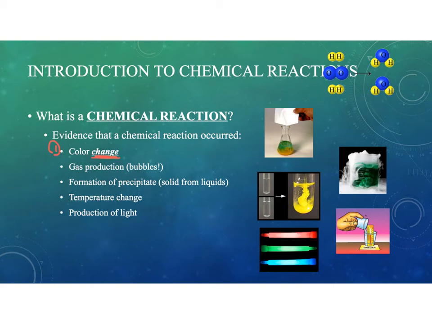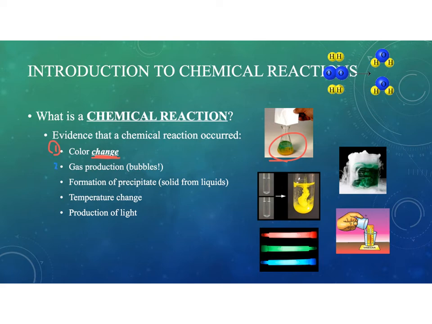It could be a color change in the shade, or it could be a completely different color, like this one over here, where we had a yellow substance, and as soon as we added this powder here, it turned green. All right, so completely different colors. So a color change is our first evidence.